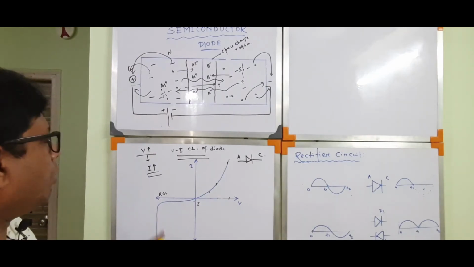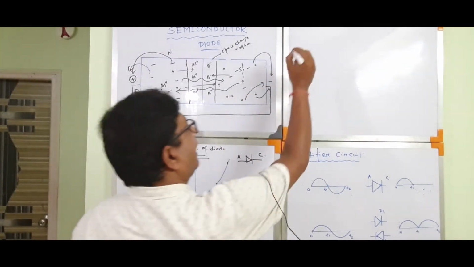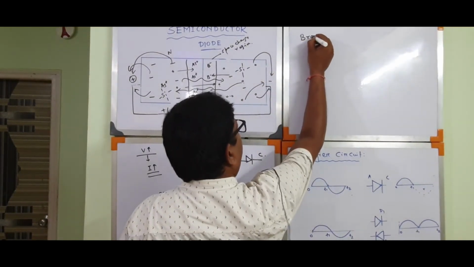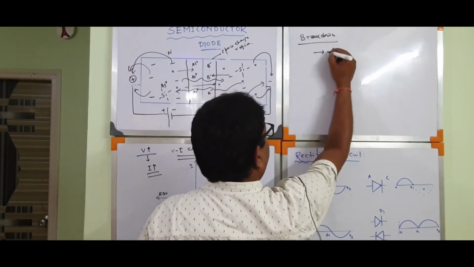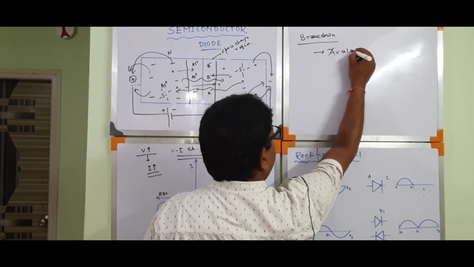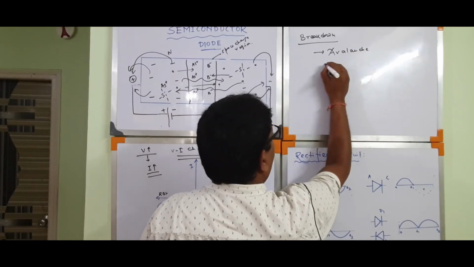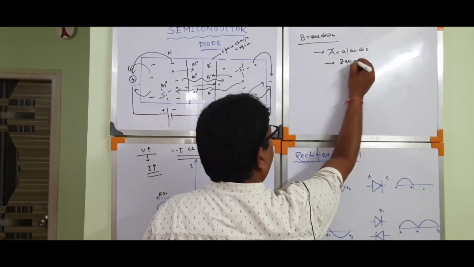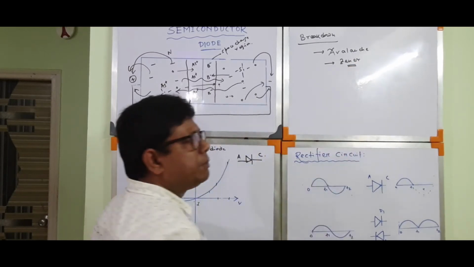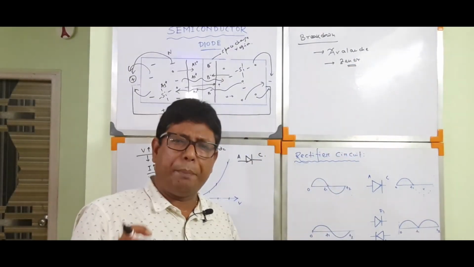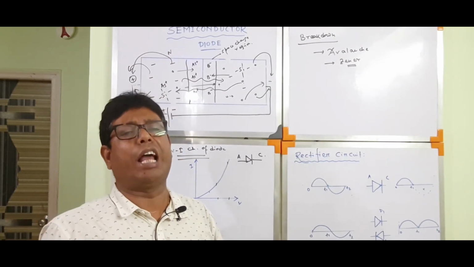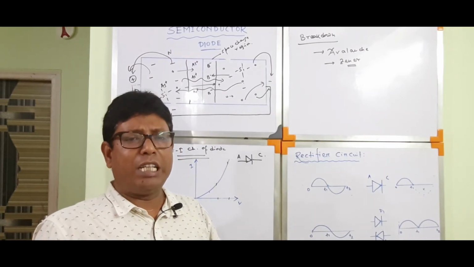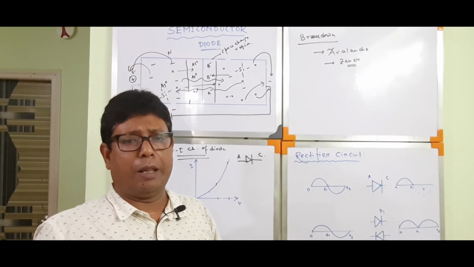So this breakdown can be in two forms. The first one is called avalanche breakdown, and the second one is called Zener breakdown. Avalanche breakdown means you have to apply a minimum value of energy by which a huge number of bonds will be broken at a time. So avalanche means step by step breaking.